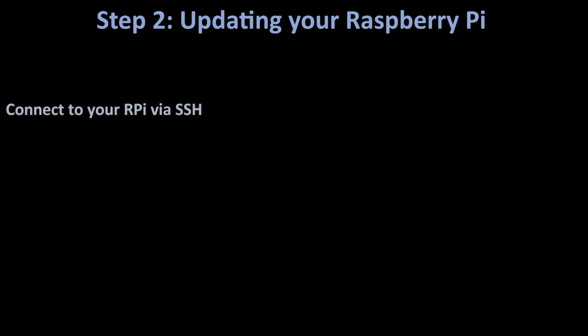Record this address. Step 2. Updating your Raspberry Pi. You're going to connect to your Raspberry Pi via Secure Shell, or SSH.